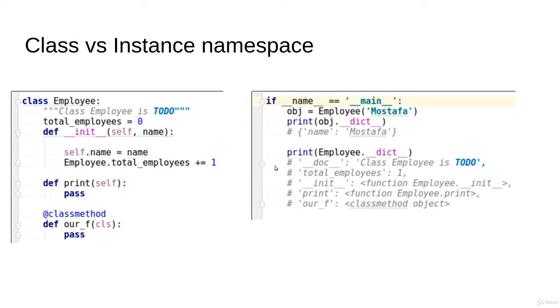If you try to print the dictionary of the class itself, you will observe the following. It has a name for the doc, which is even showing my documentation here. It has also the static variable total employees, which has value of 1 at the moment because we created an employee. It has a method named init and method named print, and also it has our if, which is a class method object. As you see, the dictionary is very useful to tell you what kind of attributes this guy has. And by the way, you can add and remove from this dictionary and it will affect the employee class or the employee. You can remove things and add things on the fly. Python is a very flexible language.